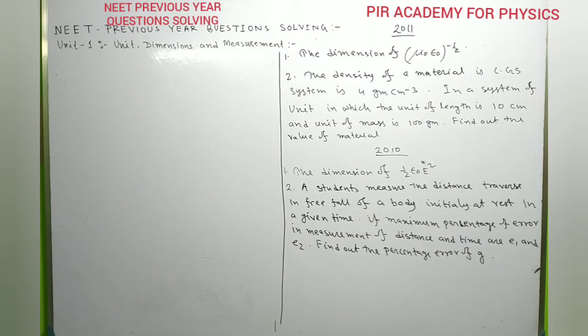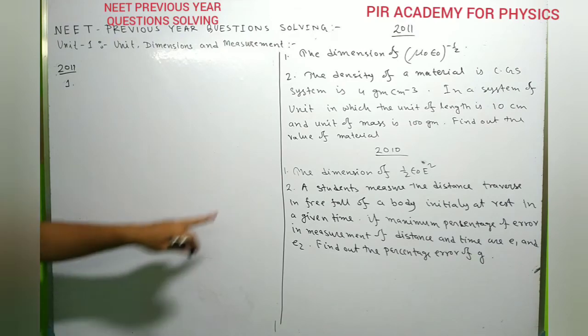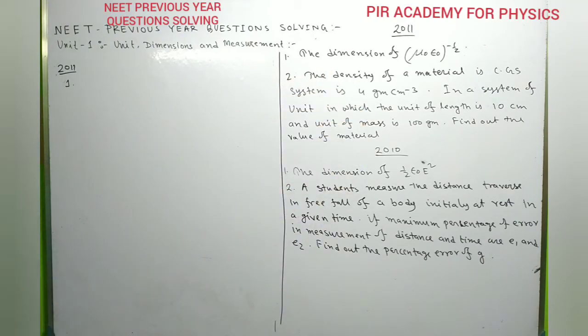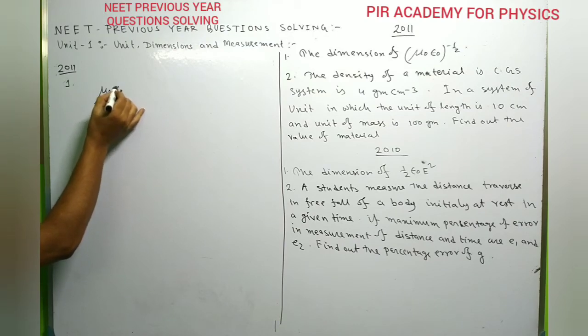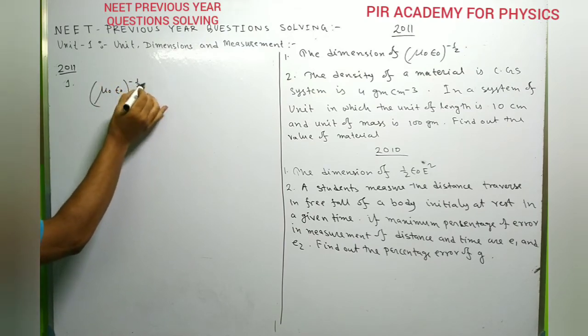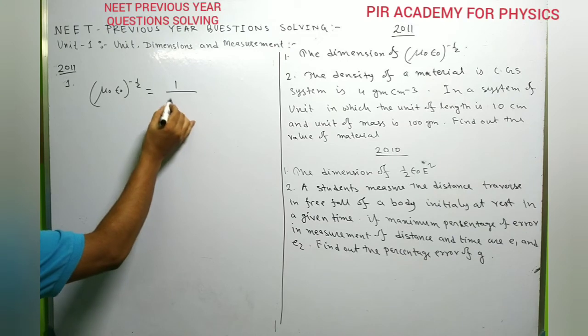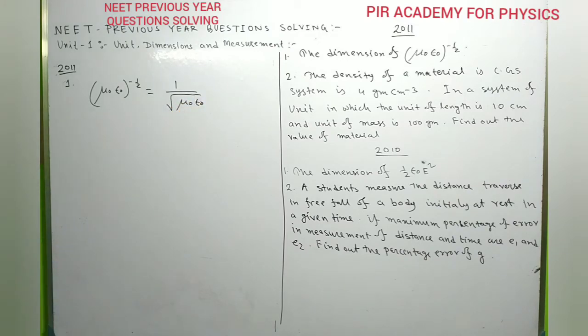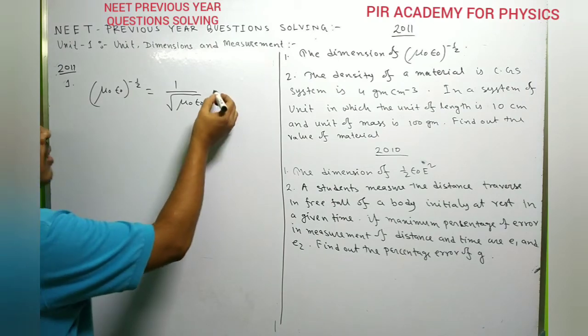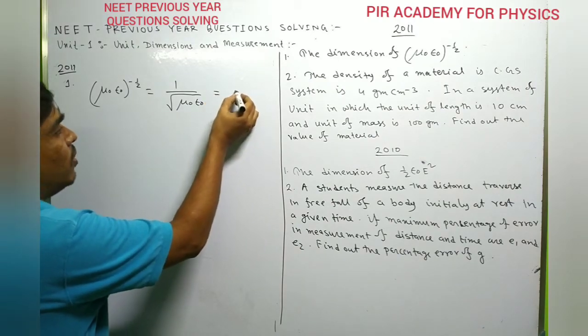Here you see that in 2011, number 1 question, you have to find out the dimension of mu 0 epsilon 0 to the power minus half. That means you have to calculate the dimension of mu 0 epsilon 0 to the power minus half, that means it will be 1 over root over mu 0 epsilon 0. This is the dimension of C.